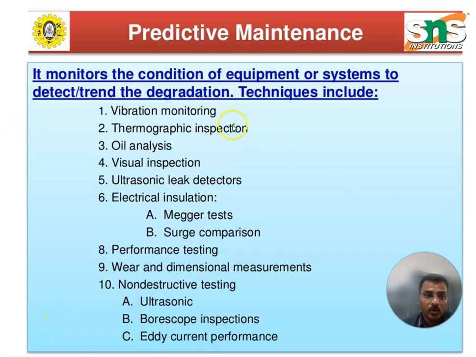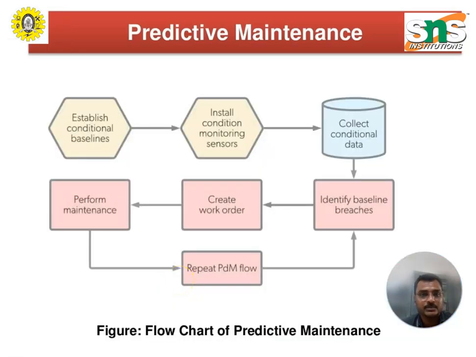Now we see them one by one. Predictive maintenance has some techniques, which include vibration, thermographic inspections, oil analysis, visual inspections, ultrasonic leak detectors, electrical installations, performance testing, wear and dimension measurements, and NDT. These are some of the regular technical methods we use in predictive maintenance.